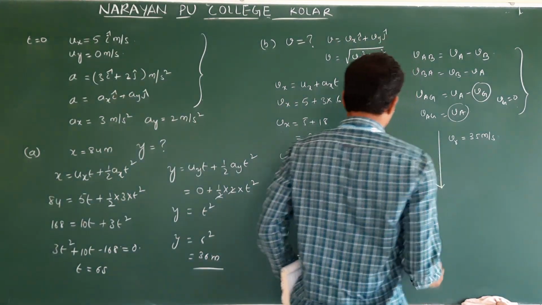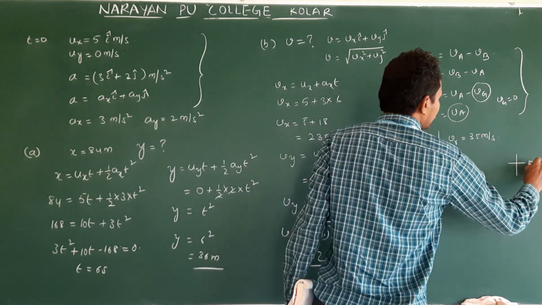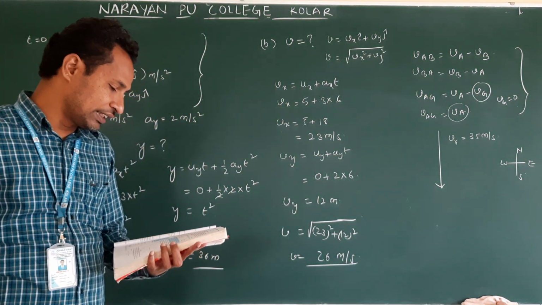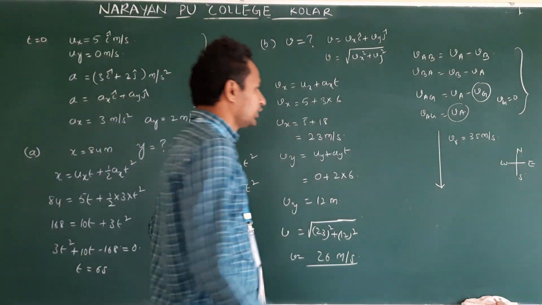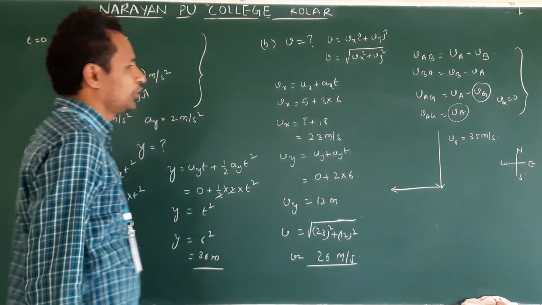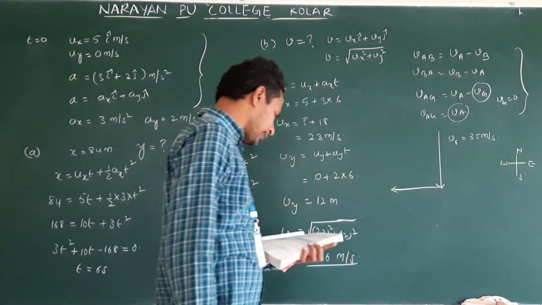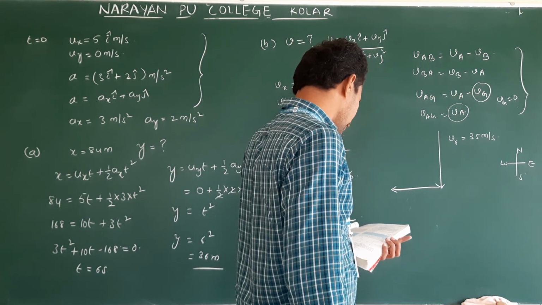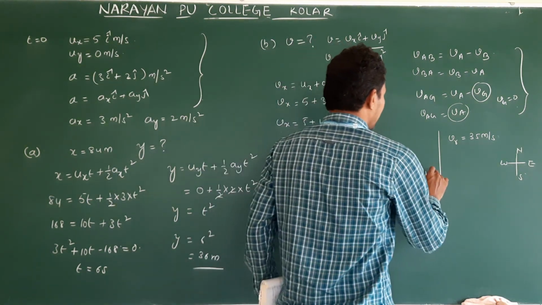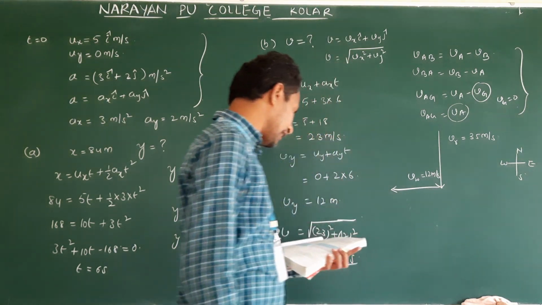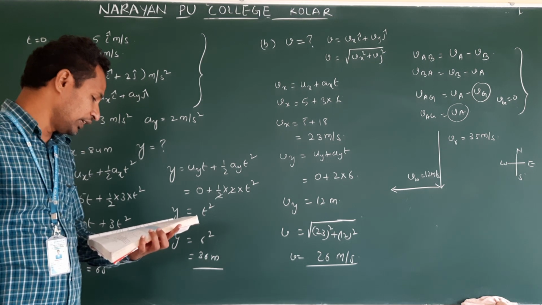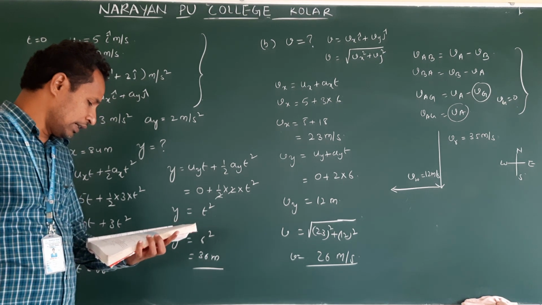Next, a woman rides a bicycle with a speed of 12 meters per second from east to west. If you take the directions, I am taking here east to west and north to south. In which direction is she moving? East to west. She is moving in this direction. This is the velocity of the woman, VW, and the value is given as 12 meters per second. Then they are asking in which direction she should hold her umbrella.